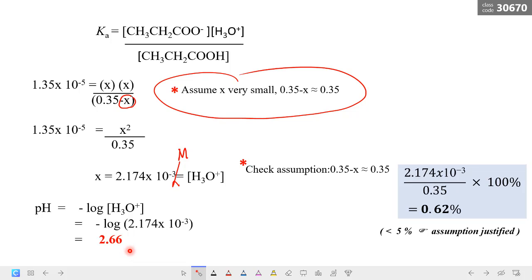Right, so this is the first question. How we calculate the pH for weak acid. Okay, let's continue with the next question.